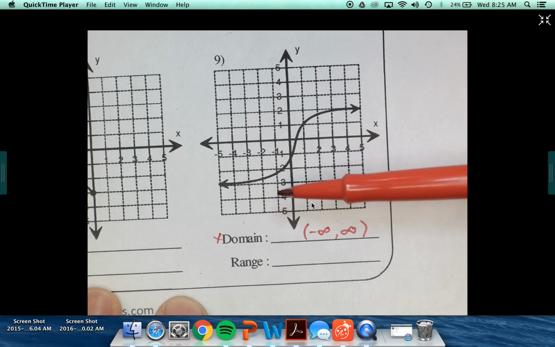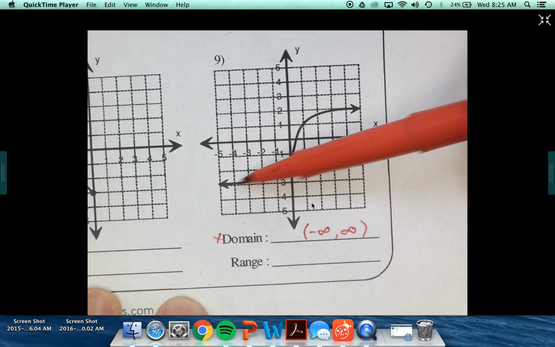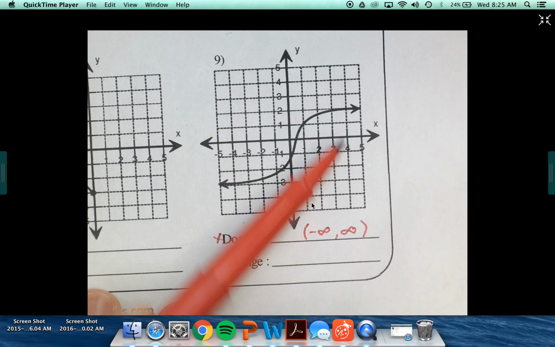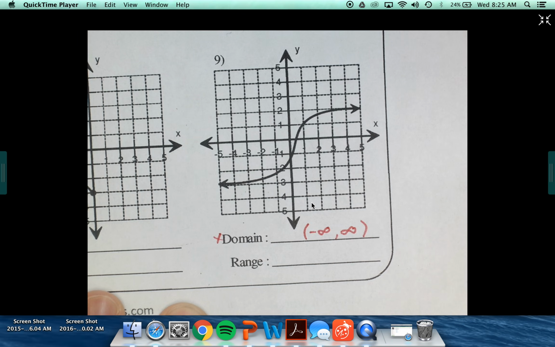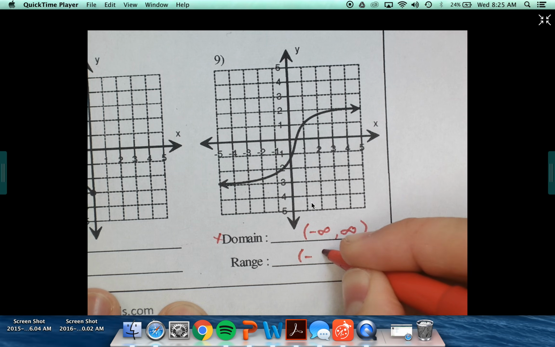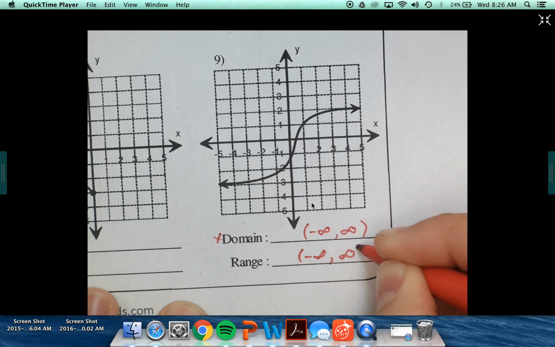Similar deal with the range. Notice this graph keeps going down forever, keeps going up forever. It goes down for all of eternity, it goes up for all of eternity. So it's going to be -infinity to infinity.